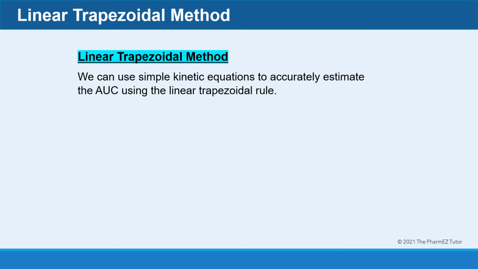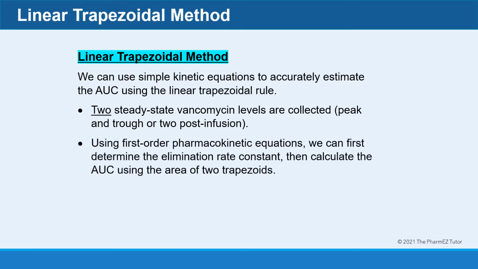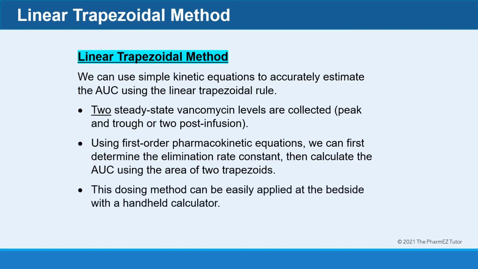How about using a new approach, the linear trapezoidal method? We can use simple kinetic equations to accurately estimate the AUC using the linear trapezoidal rule. Two steady-state vancomycin levels are collected, either the peak and trough or two post-infusion levels. Using first-order kinetic equations, we can first determine the elimination rate constant, then calculate the AUC using the area of two trapezoids. The advantage is that this dosing method can be easily applied at the bedside with a handheld calculator.